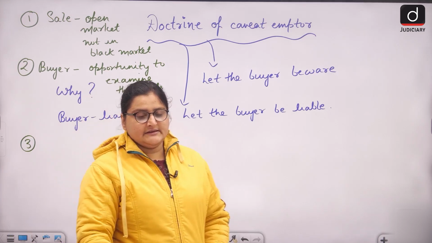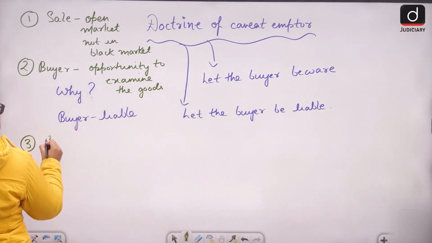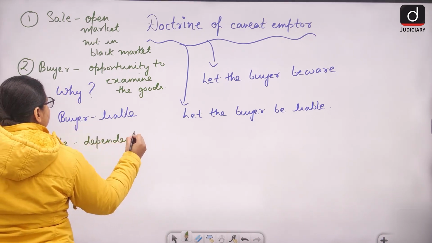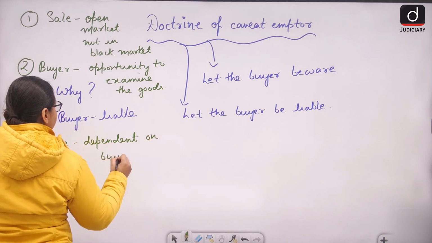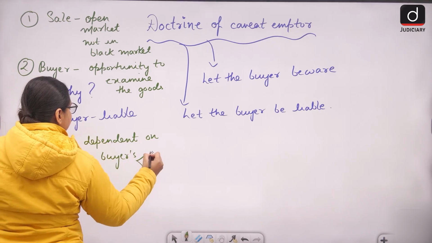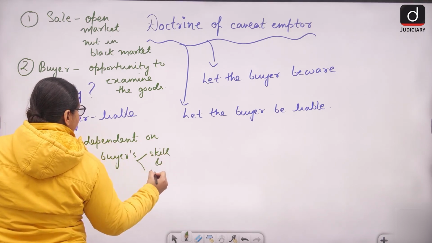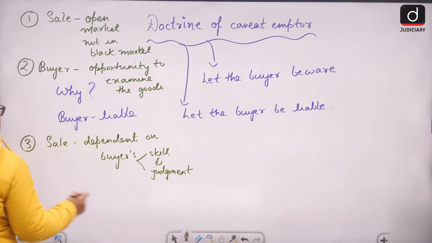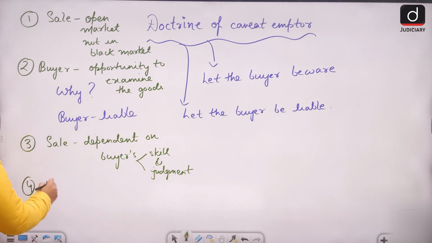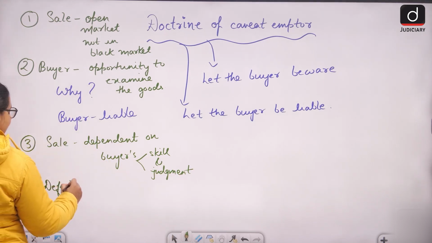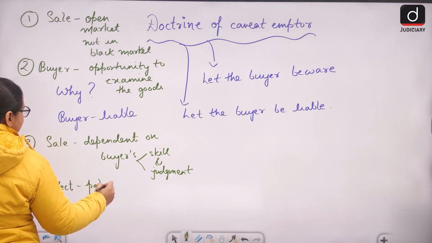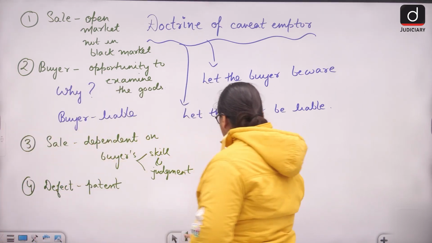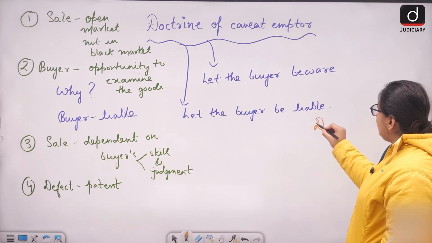The third reason is, as the sale is dependent on the buyer's skill and judgment, so he has to be responsible for that. And the fourth reason is if the defect in the goods is patent. In yesterday's class we understood that defects are of 2 kinds. It could be latent defect or patent defect.